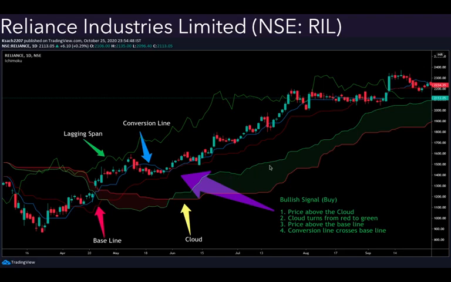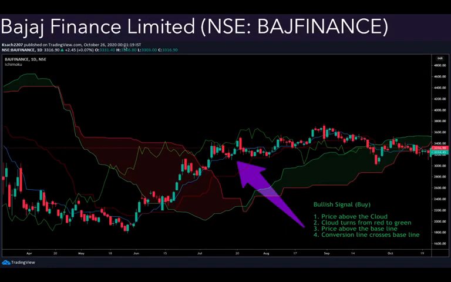Now let's go to another chart. Next chart is Bajaj Finance Limited. Again, I have plotted it for your ease. Now, if you look at this level, right, this is around a level of 3150, correct? So what does it signify? The cloud color has turned green from red.